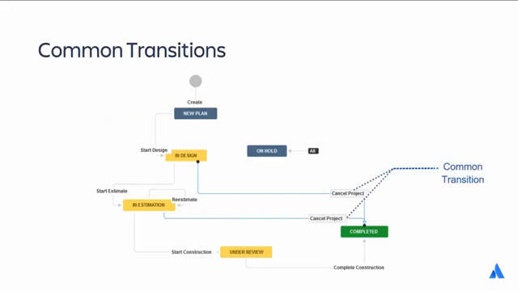You can also reuse transitions, and these are called common transitions. Notice that you can cancel the project when in design phase. This sets the status to completed. This transition probably prompts the user for some input, like the reason for canceling, comments, and sets the resolution field to project canceled. It may notify outside contractors and do other post-processing.